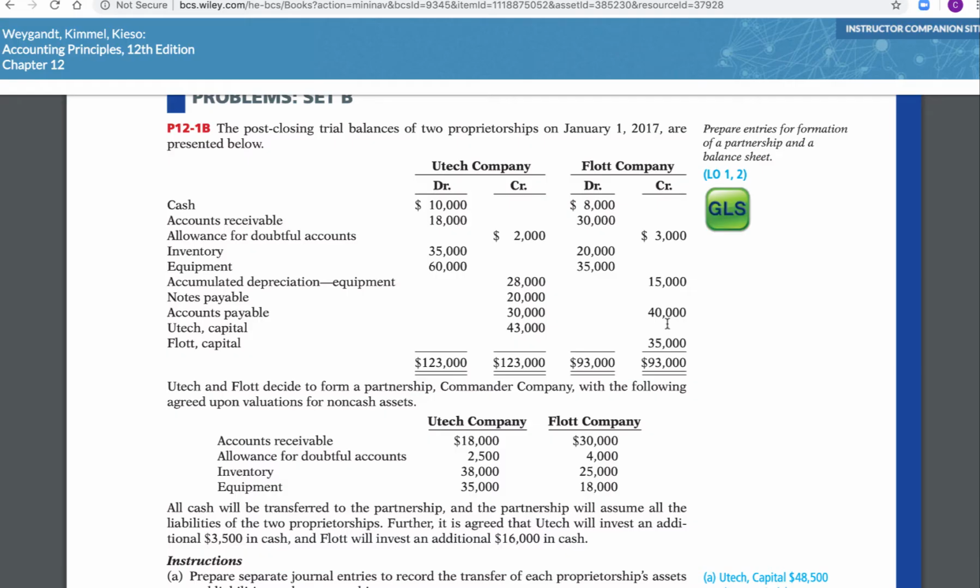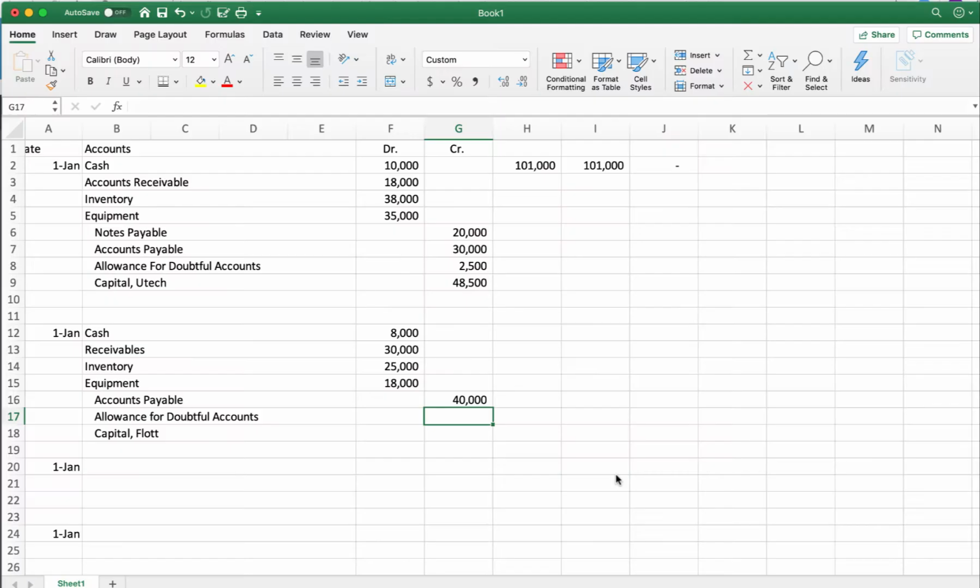Okay? Same thing for allowance for doubtful accounts, right? Originally they had a guesstimate of 3 grand. But they're forming a partnership. They reanalyzed the receivables, and they said, you know what? The allowance for doubtful accounts, we should probably up that. It should probably be 4 grand. That's what they agreed on. That's fine. We're going to go ahead and put it in.